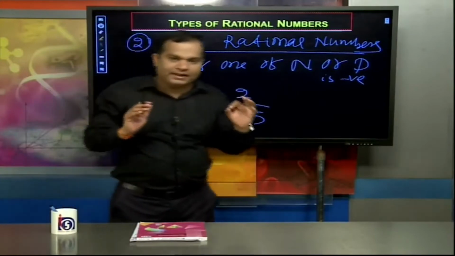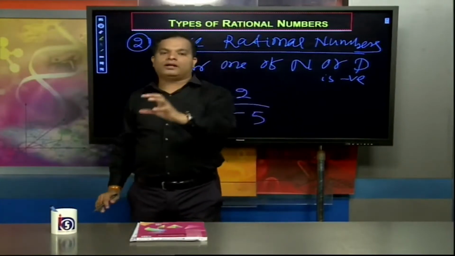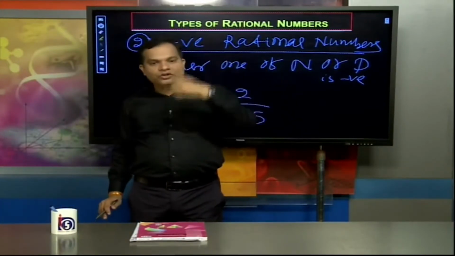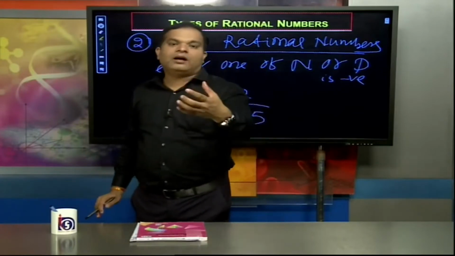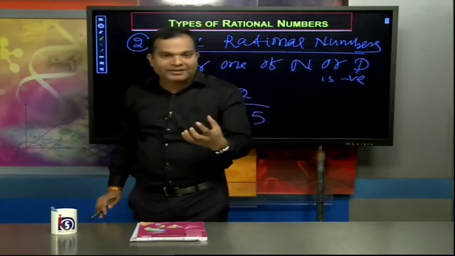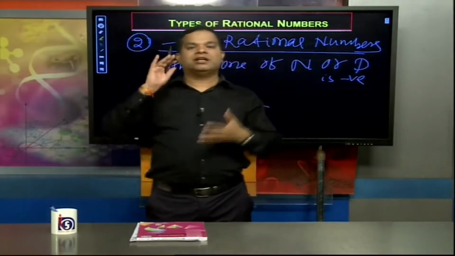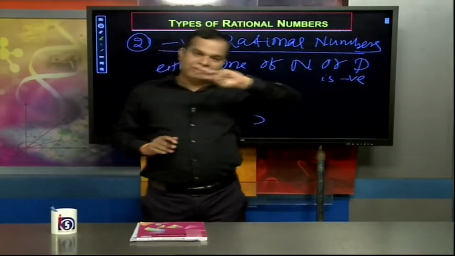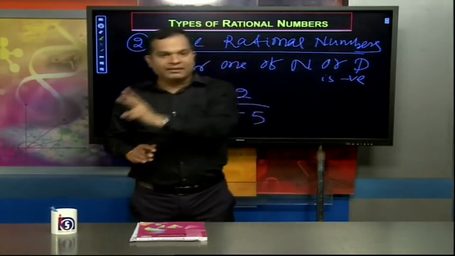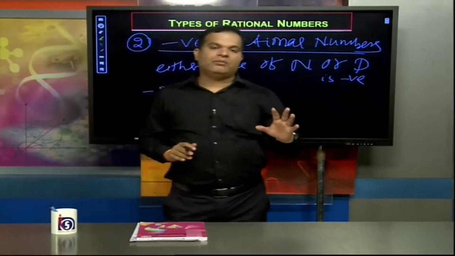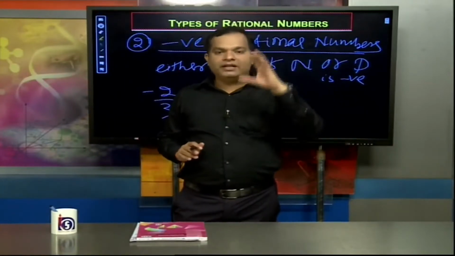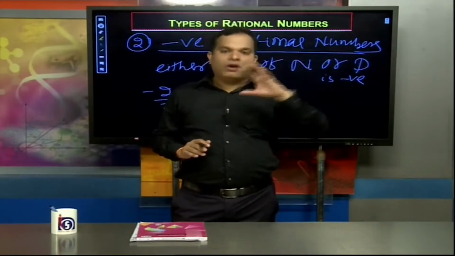Very simply, if one of the numerator or denominator is negative, then this is a negative rational number. Dear learners, rational numbers are of two types: one is the positive rational number, another is the negative rational number. In a positive rational number, both numerator and denominator are either positive or negative.